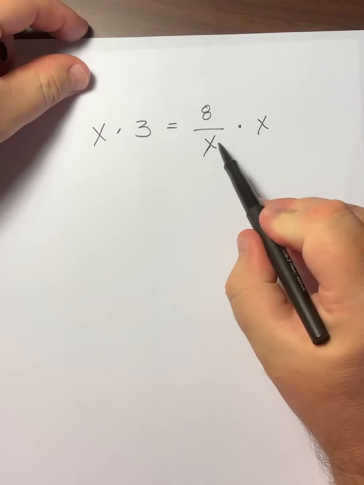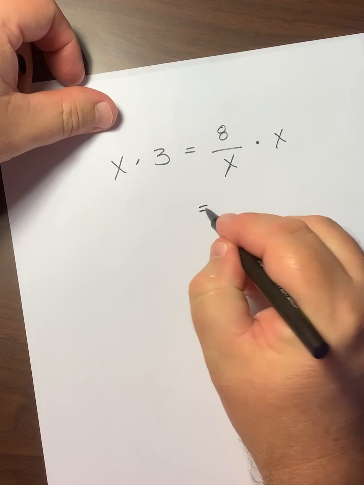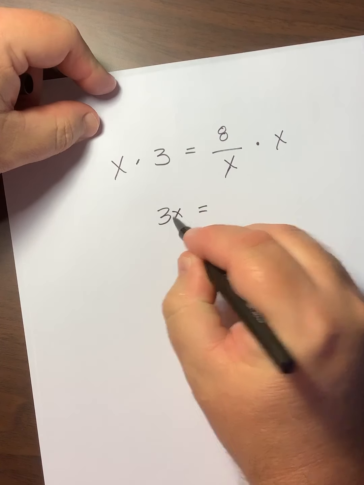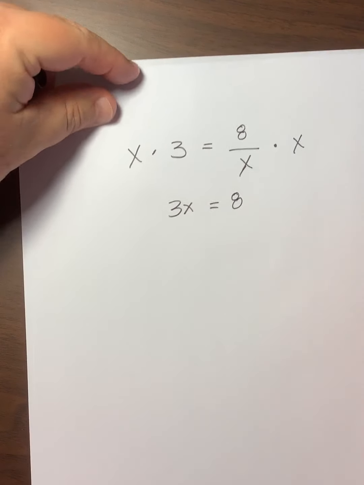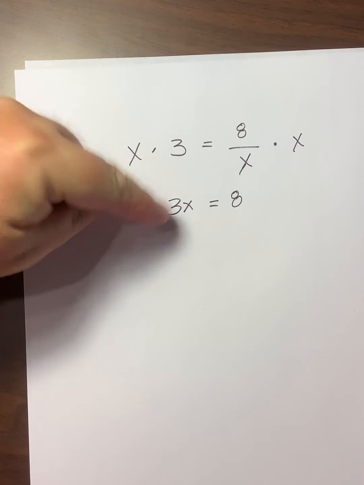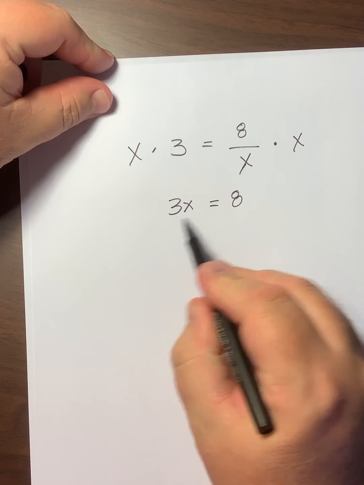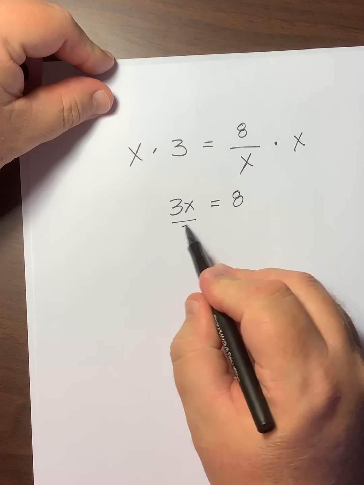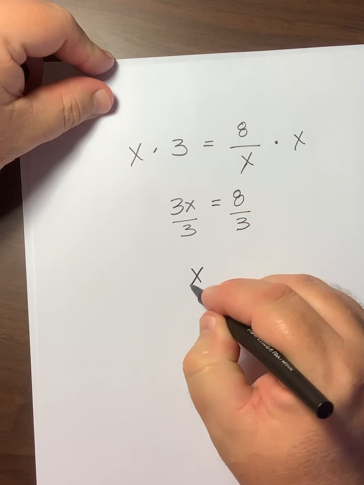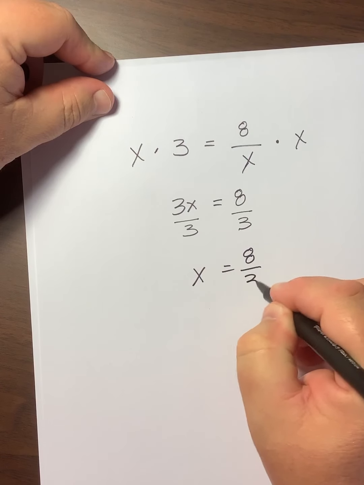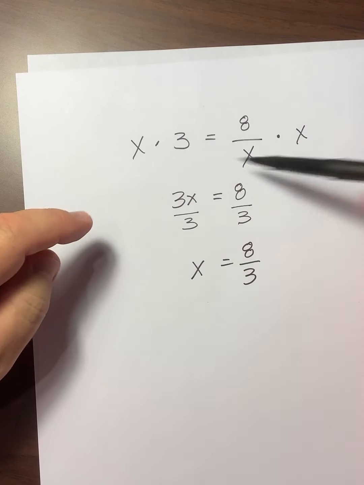The reason I'm doing that is because that's going to cancel out over here. Okay, so then when I simplify this, x times 3 is 3x, and these x's cancel. So I'm left with 8. Okay, now is the x by itself yet? No, it's not. So now I'm going to divide both sides by 3. So I'll divide this side by 3, and then divide that side by 3. And then these 3's cancel, so I'm left with x equals 8/3. So that was 2 steps to get the x over here.